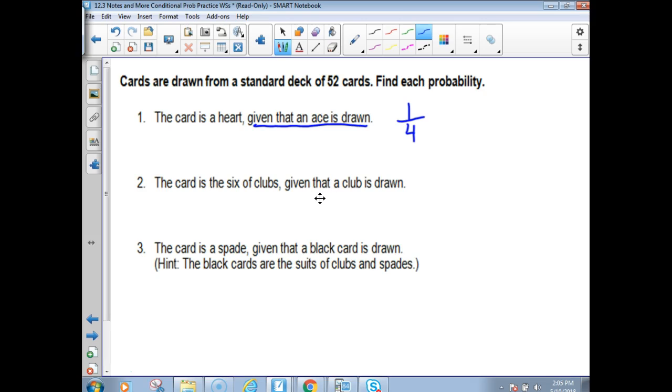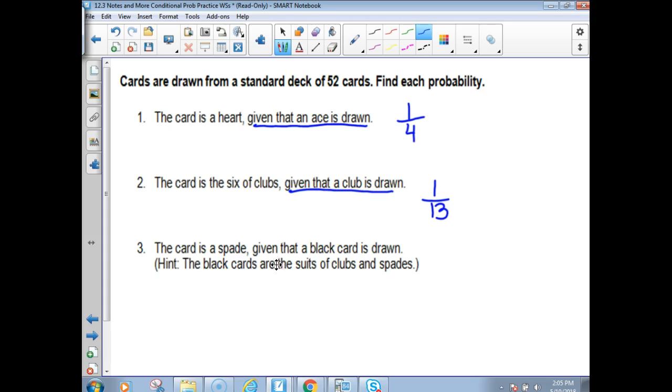Probability that a card is a 6 of clubs, given that a club is drawn. You are given that a club is drawn. How many cards are clubs in the deck? So that's on the bottom, 13. So it's going to be out of that amount. Now, what's the probability the card is the 6 of clubs? How many 6 of clubs? There's only 1 of them.